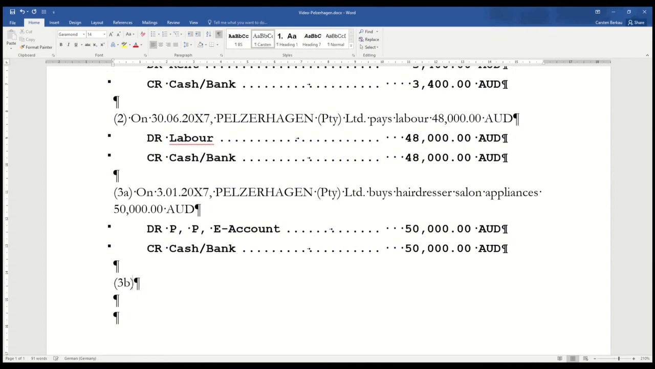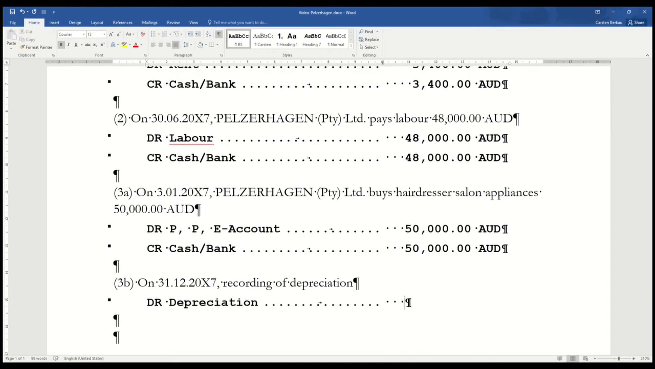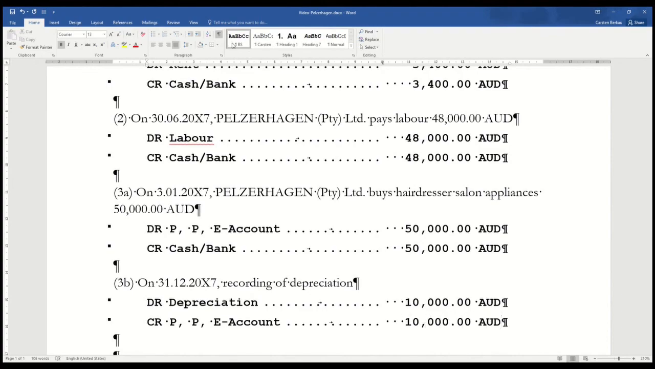Now the bookkeeping entry 3 Bravo is about the depreciation, which is an expense. Normally depreciation will be recorded on the 31st of December in 2007. Recording of depreciation. So the depreciation again is an expense, so we make a debit entry, depreciation $10,000 Australian dollars, and the credit entry is in the property, plant and equipment account, which decreases because the value will shrink by the deployment of the appliances. 10,000 Australian dollars.